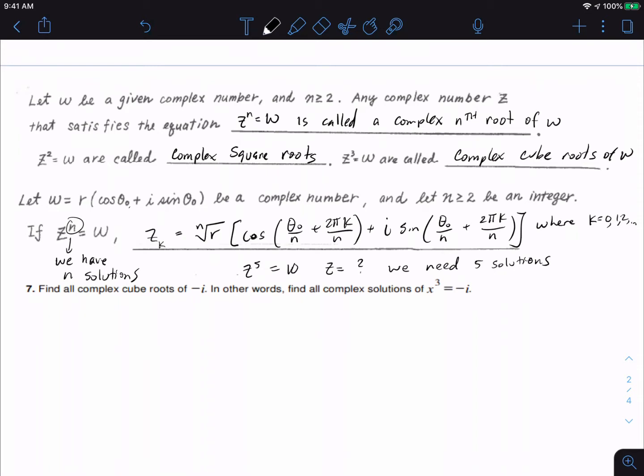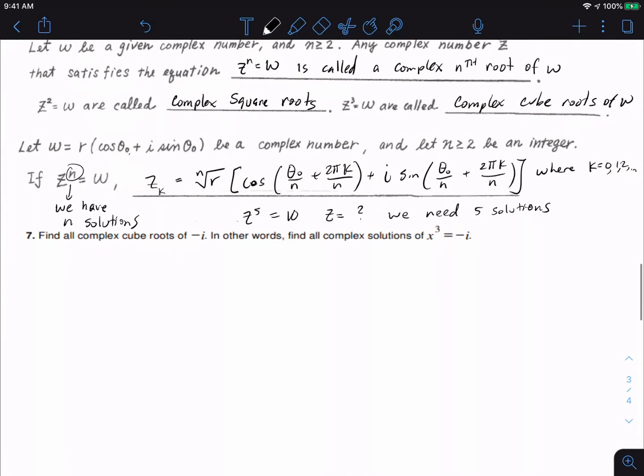Okay, don't worry. We're going to do some examples so it's more concrete. But just think of it as the power giving me the number of solutions. So in this example that we have here, it's telling us find all complex cube roots of negative i. In other words, find all of the solutions of x to the third equal to negative i. So the way that we can look at this is really z to the third is equal to negative i, right?